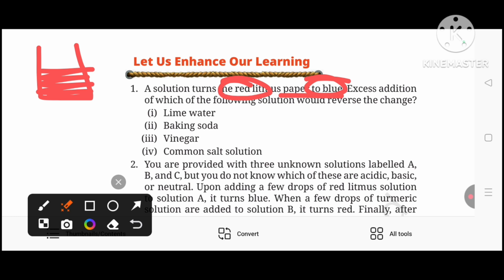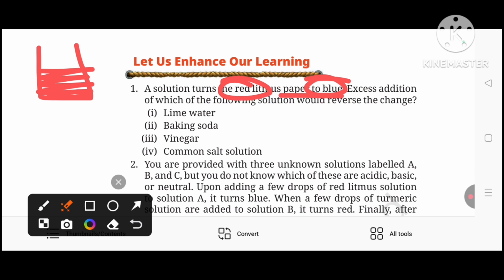If the red litmus is converted into blue, then the solution turns the red litmus paper to blue. Then which of the following substances would be added so that it reverses the change, and the red litmus will remain as red.